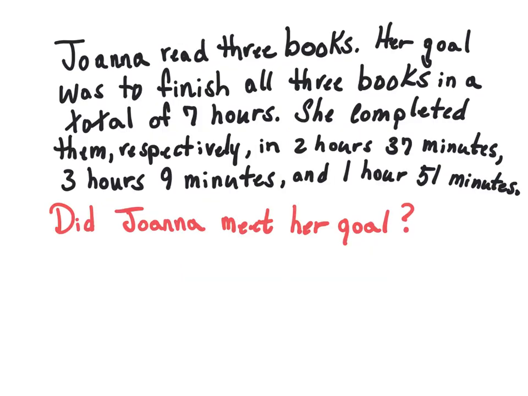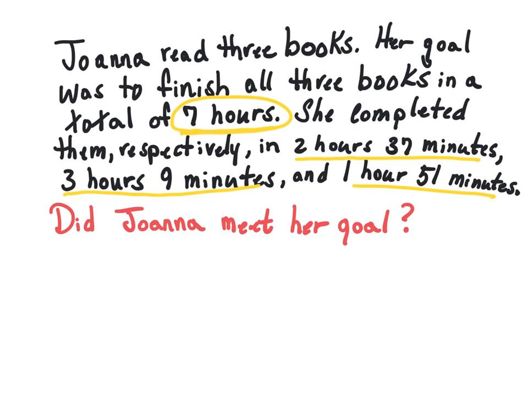Joanna read 3 books. Her goal was to finish all 3 books in a total of 7 hours. All right, so this was her goal, 7 hours. She completed them respectively in 2 hours, 37 minutes, 3 hours, 9 minutes, and then 1 hour and 51 minutes. That's how many times that she did to read all 3 books. Did Joanna meet her goal? Did she reach 7 hours with those 3 times?